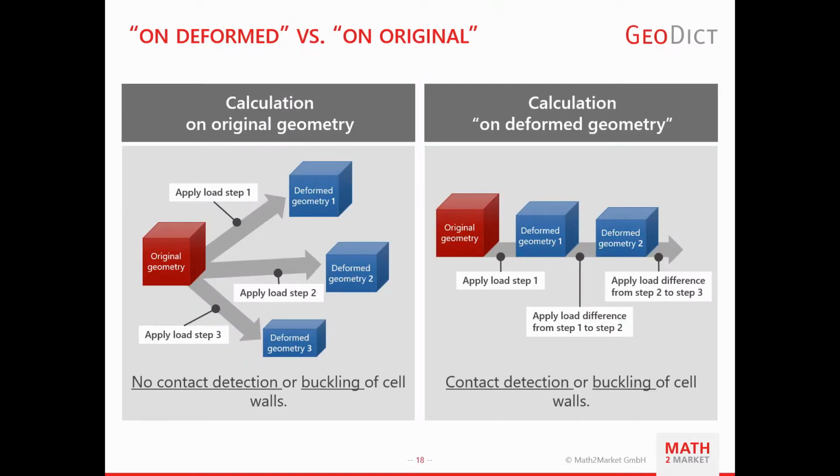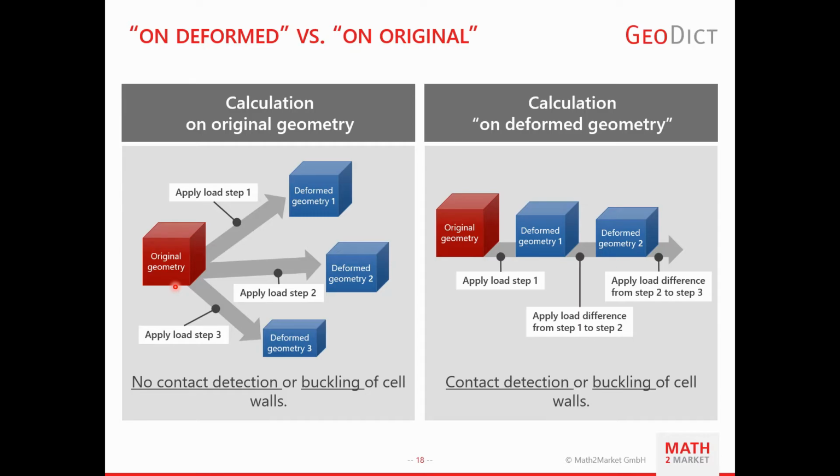Okay, so what does undeformed geometry mean? The standard case is that you calculate on the original geometry. That means you have your geometry, for example, your fiber structure, and in the first iteration of your simulation, it is deformed, for example, by 1%. Then in the next step, Geodict goes back to the original geometry and deforms it by 2%, and so on. But because it always goes back to the original geometry, you cannot simulate, for example, the buckling of cell walls in the foam, and there can also not be a contact detection. For example, if you do a compression of a fiber structure, so maybe a non-woven, and the fibers touch during this compression, that cannot be simulated.